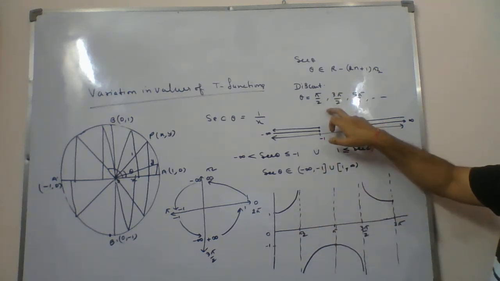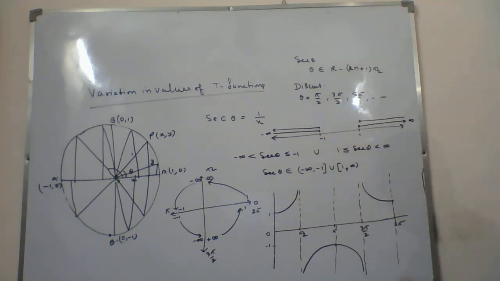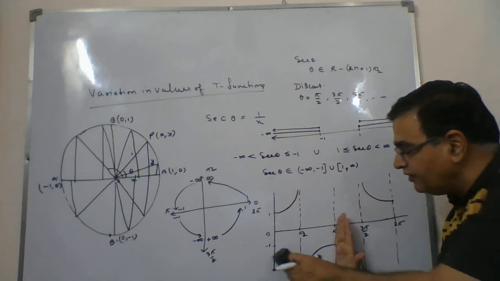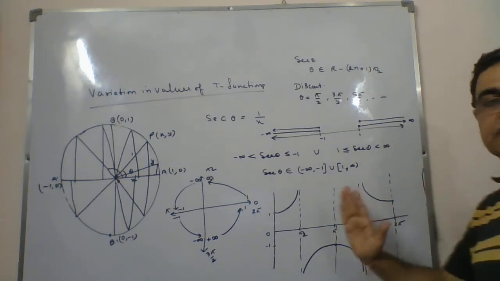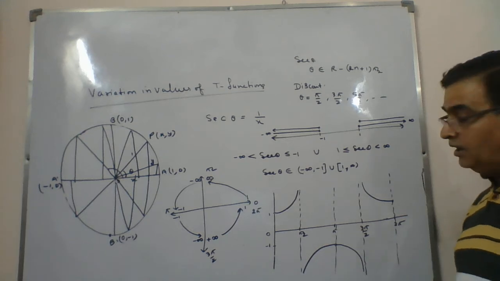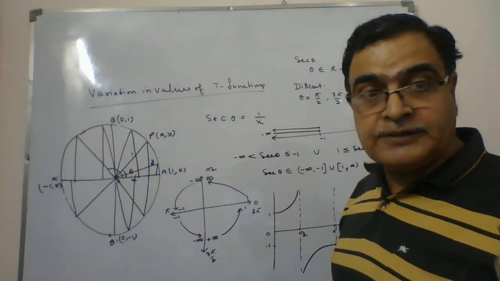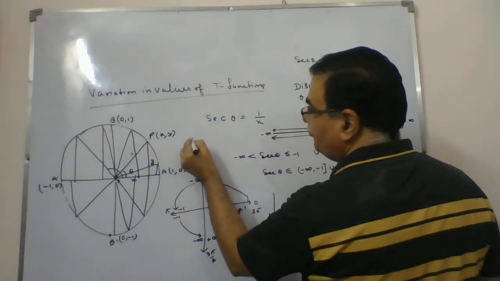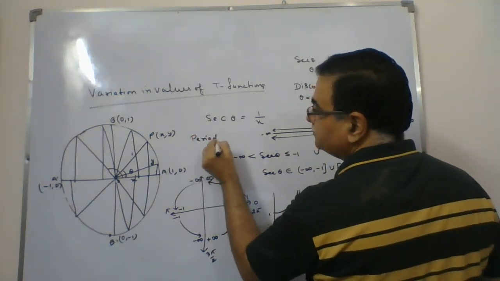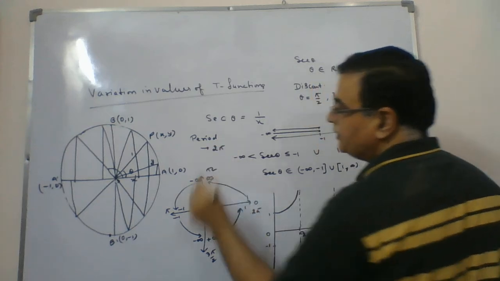Discontinuous also, yes, I told you, and this is the sec theta. And here we will find that this curve and this curve are not the same. But after this, if you plot, it will be the same. So what was the period for cos theta? That was 2 pi. It is also having 2 pi. So it is a periodic curve, the period of this curve will be 2 pi.